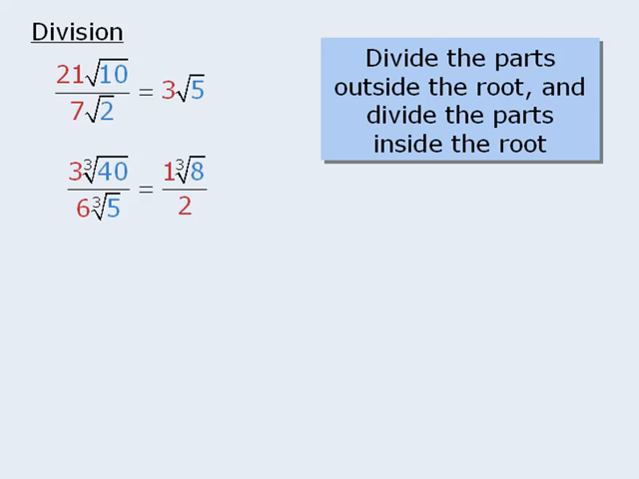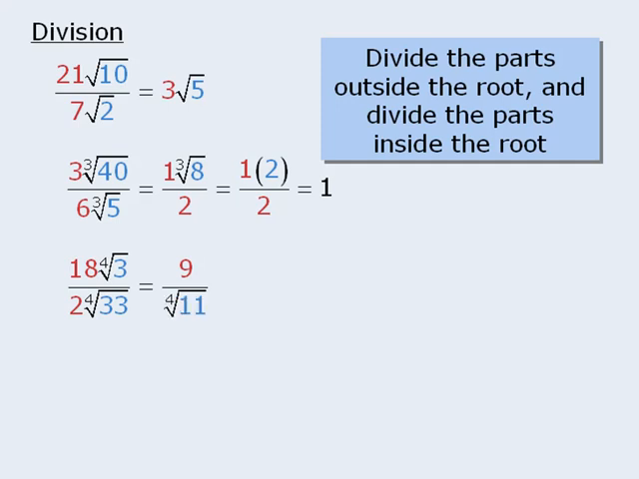Now we are not quite done yet, since we can simplify this further. In the numerator, we have the cube root of 8, and the cube root of 8 is equal to 2. When we simplify all of this, we get 1. Okay, one more example. Here, when we divide 18 by 2, we get 9, and when we divide 3 by 33, we get 1/11. So we will place the fourth root of 11 on the bottom here.